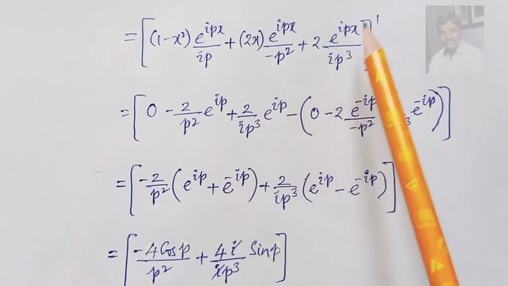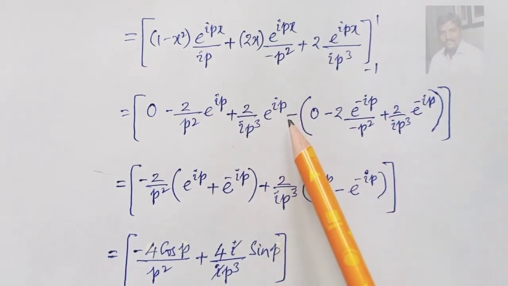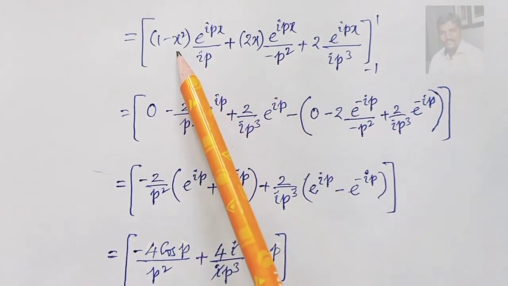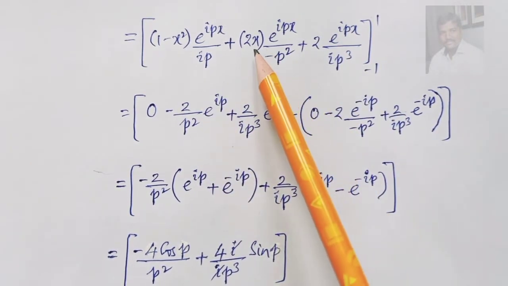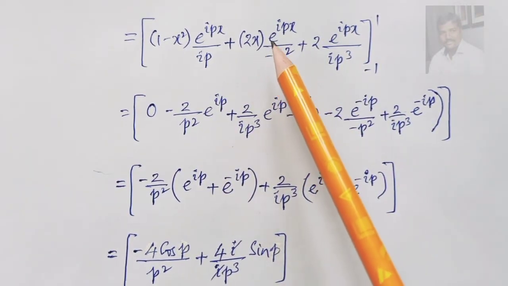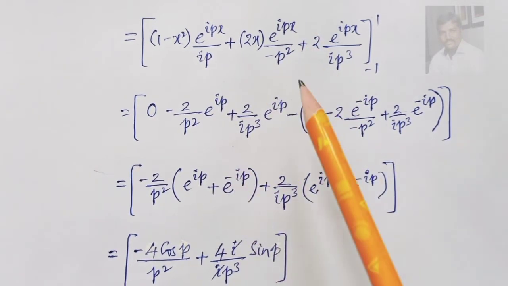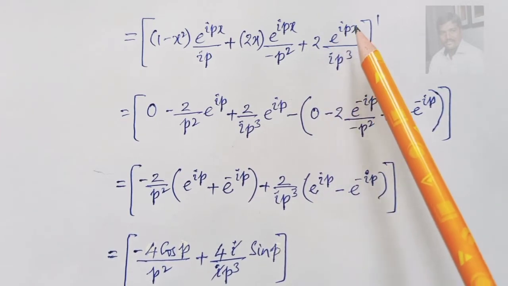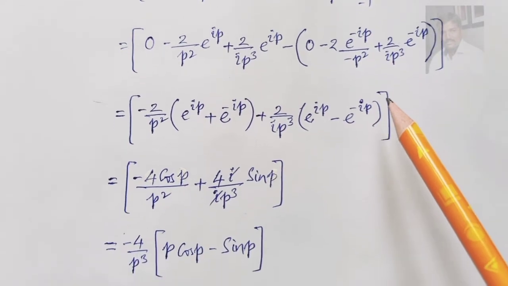And next, in this upper limit, 2 into e power ip by ip cube. Okay, minus of the lower limit, minus 1 in place of x. If I put it here, again this term is 0, and in this, minus 2 e power minus ip by minus p square plus 2 into e power minus ip by ip cube. Okay, so these are the terms here.